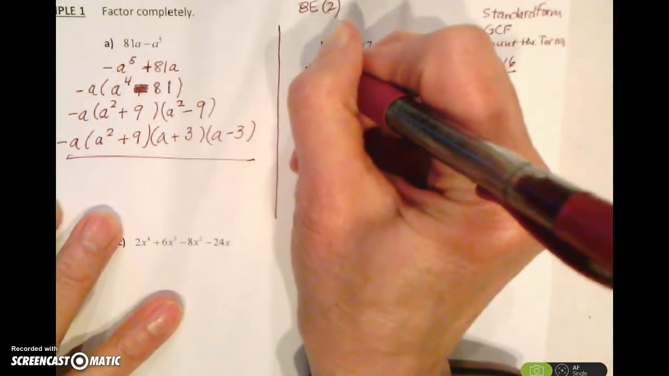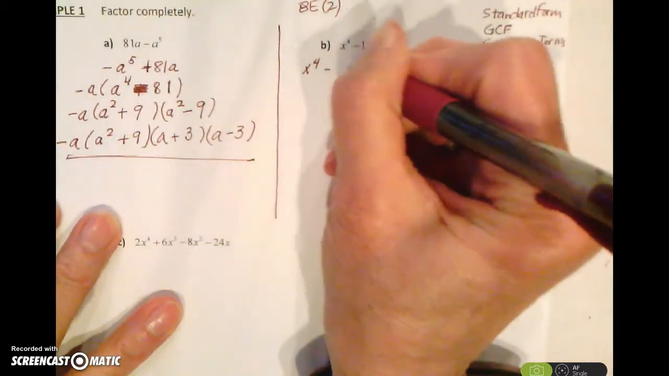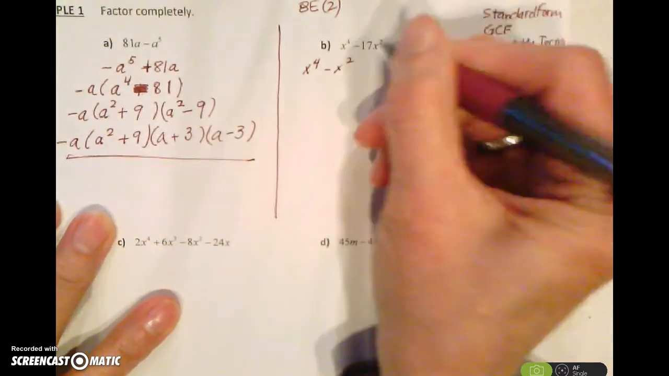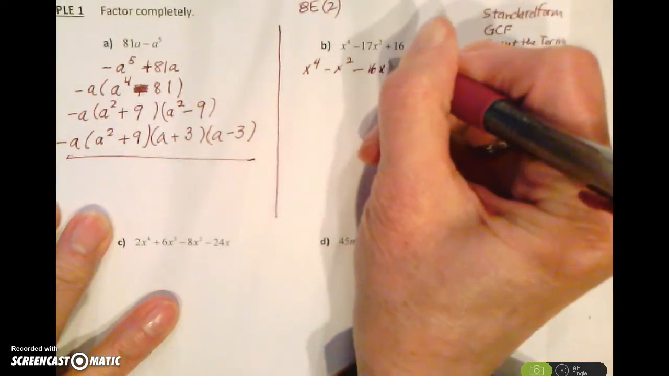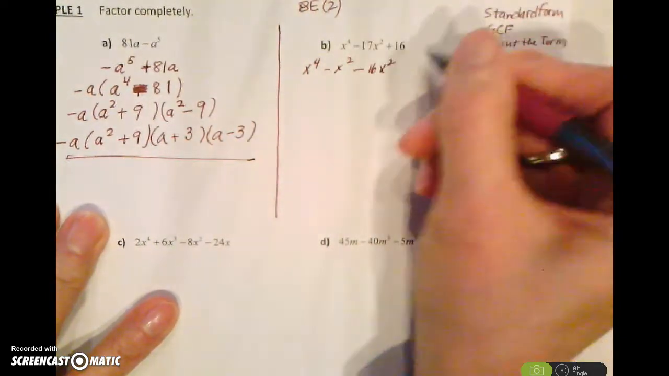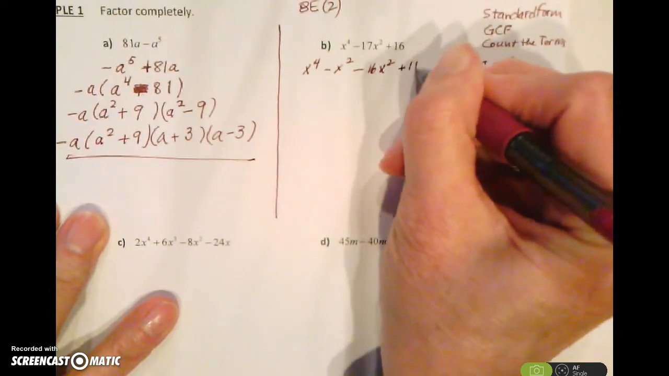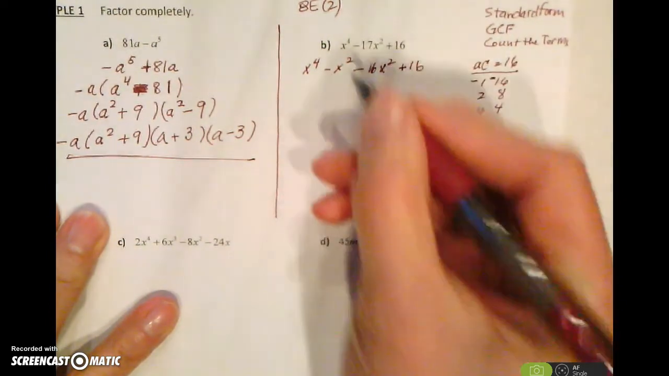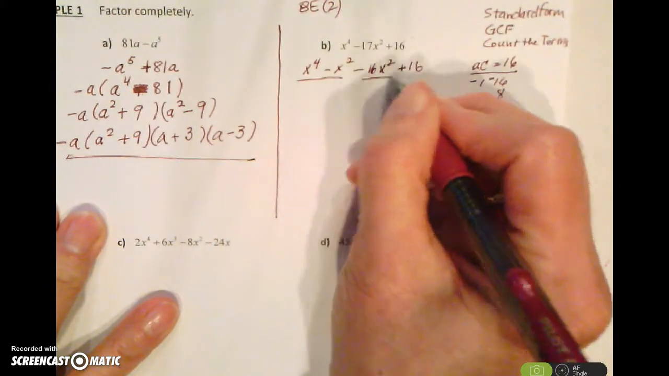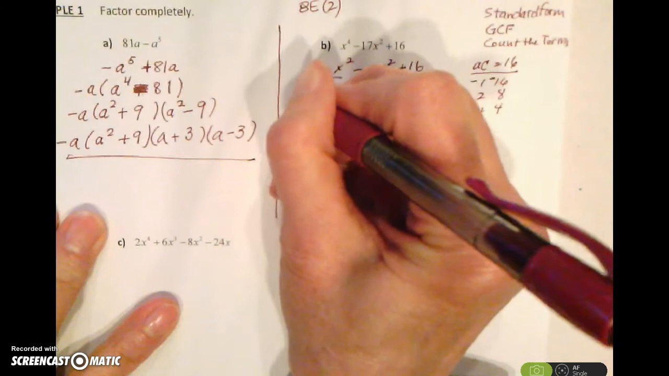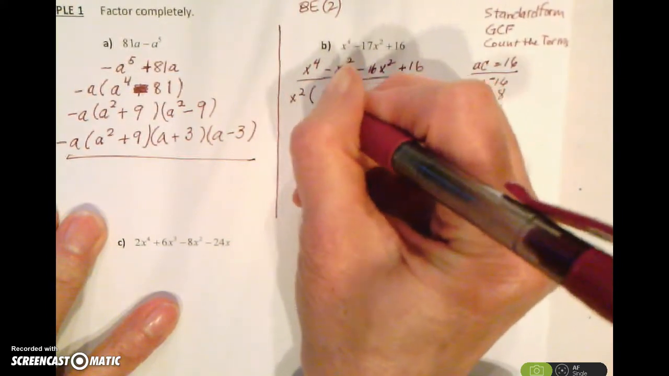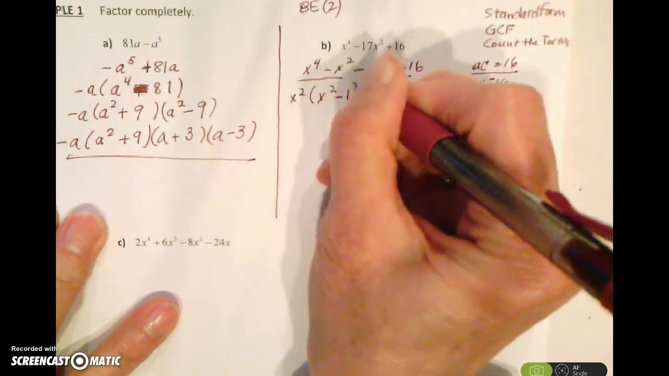So I will have x to the fourth minus 1x squared minus 16x squared. So that gives me my minus 17x squared plus 16. Then I have 4 terms, so I'm going to group 2. GCF here is x to the second, and that leaves me with x to the second minus 1.